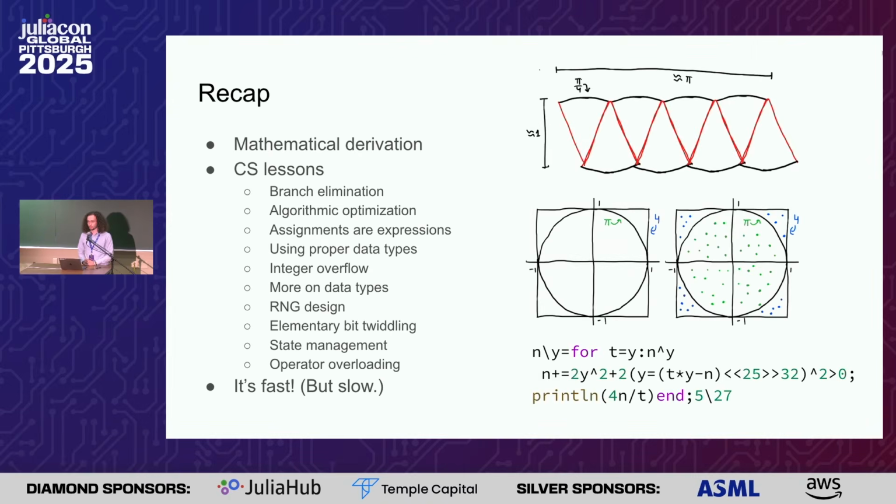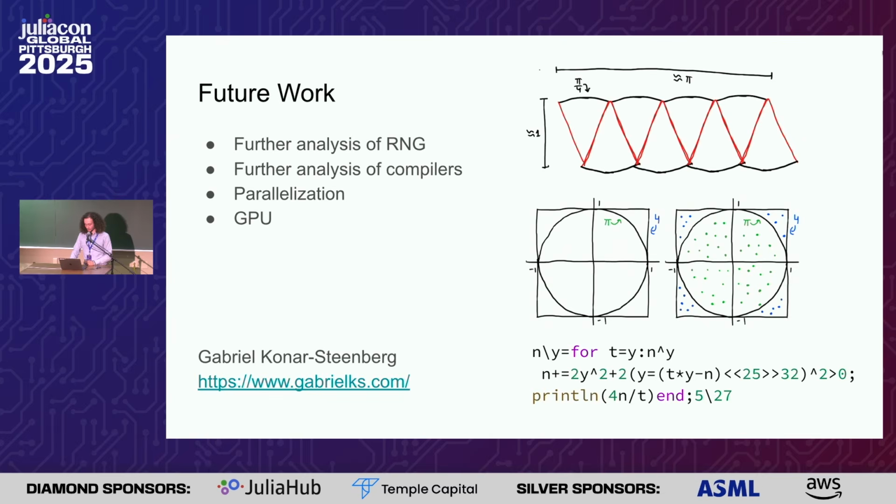Just to recap, we derived an algorithm for computing pi. We wrote a program to implement that algorithm, and then we did a bunch of tricks using a bunch of CS knowledge to make it really short. And it runs kind of fast, but also it converges super slowly.